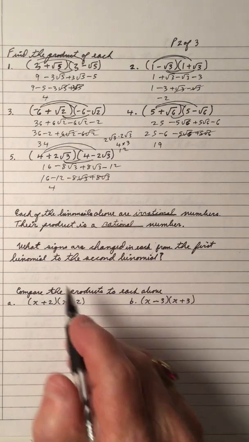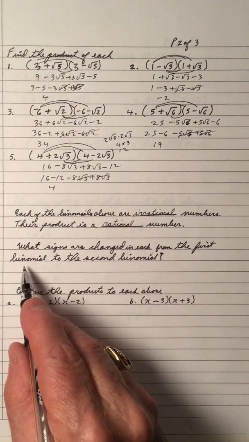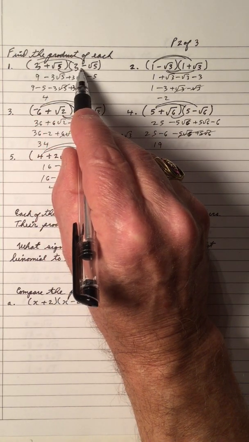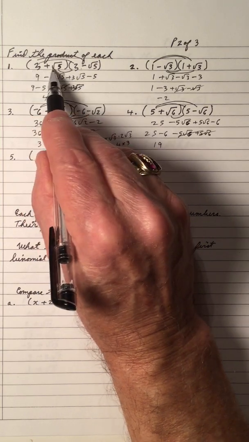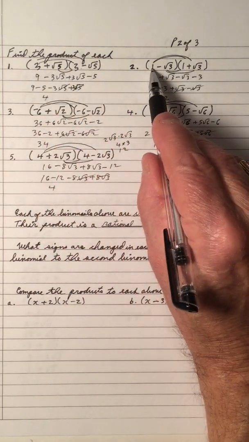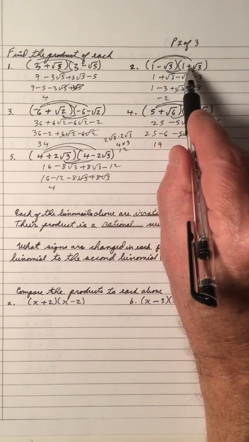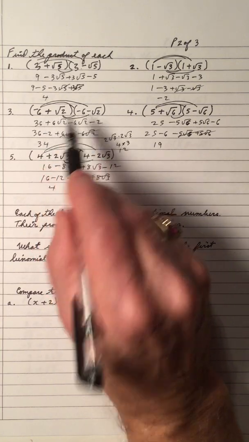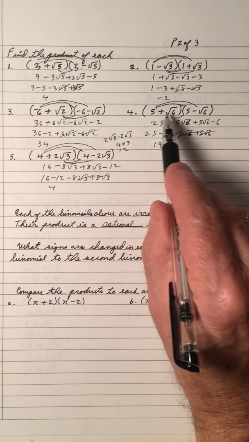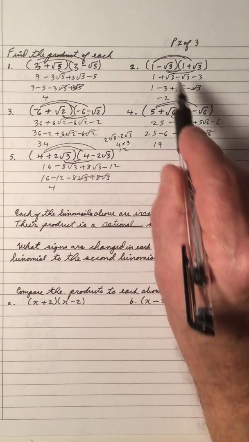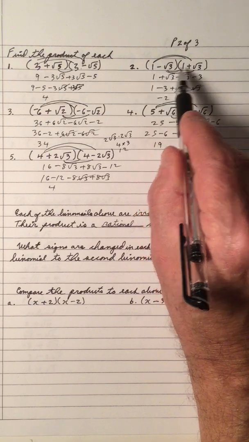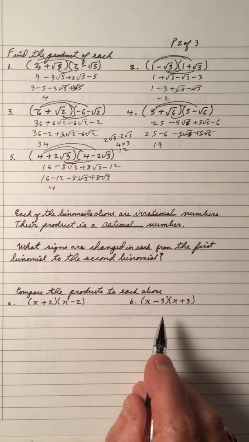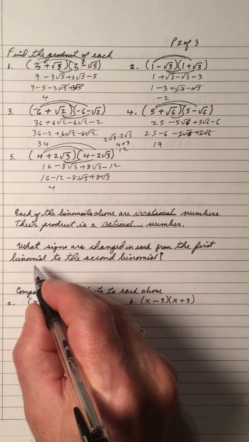What signs are changed in each from the first binomial to the second? What from the first binomial to the second one, what sign is changed? That's a 3 and that's a 3. Notice only the second sign changed. 1, 1: the 1 is not changed, the minus is changed to a positive. The 6 is not changed, so plus to a minus. 5, 5 not changed, plus to a minus. Or it could be a minus to a plus. It's the second one that changes. Notice 4, 4, plus to a minus. So the second term is changed.